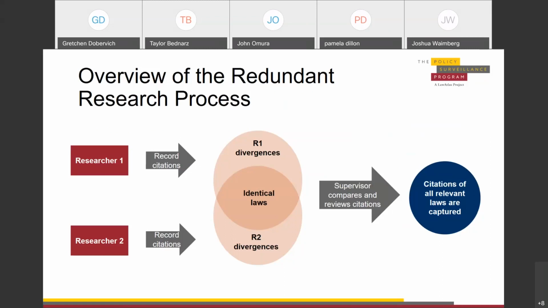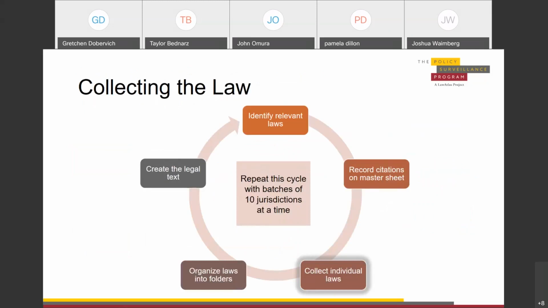The divergences and the relevant laws are discussed by the supervisor and the researcher, so that we can finalize a final list of citations of all relevant laws for that jurisdiction. And that brings us to the end of that step of collecting the law. So now we have identified all the relevant laws and recorded these citations on a master sheet. And through the redundant research process, we have ensured that this has been done correctly and that we've identified all of the relevant laws for a jurisdiction in the master sheet.